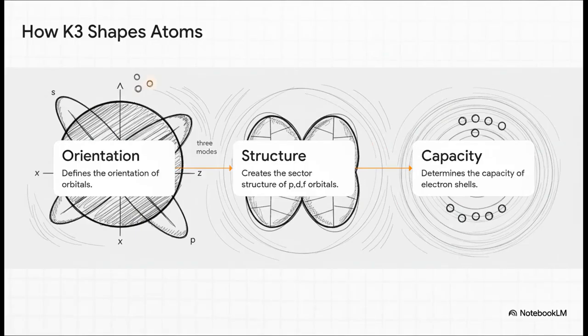And K3 doesn't just bind things together. It's an architect. It's what defines the specific shapes and orientations of atomic orbitals. For example, the reason a p orbital has those 3 distinct lobes isn't random. It's because the K3 field has 3 sector modes at that particular level. This underlying structure is what ultimately determines all of chemistry.